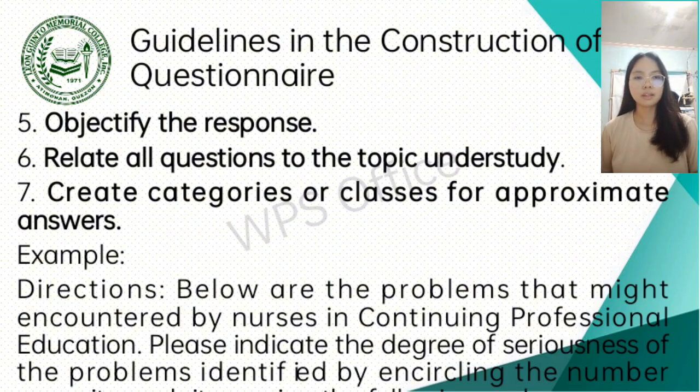For example, below are the problems that might be encountered by nurses in continuing professional education. Please indicate the degree of seriousness of the problems identified by encircling the number opposite each item using the following scale. So aside from the scale, there are also percentages on the right side. If 5, it's a very serious problem. So 76 to 100% of perceived problems resulted in non-attendance to CPE program activities. 4 is a serious problem with 51% to 75%. 3 is a moderately serious problem with 26% to 50% of the perceived problems. 2 is a less serious problem with 1% to 25%, and 1 is not a problem, without any percentage.